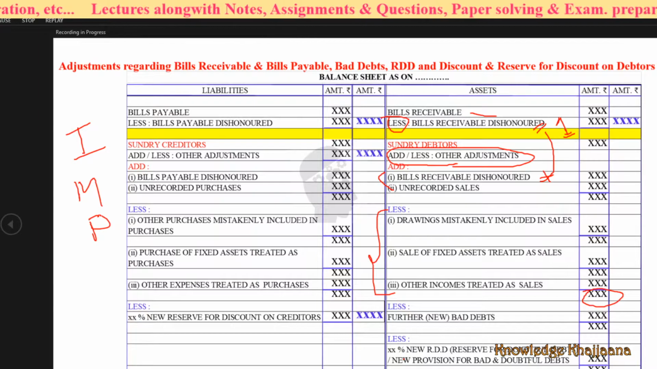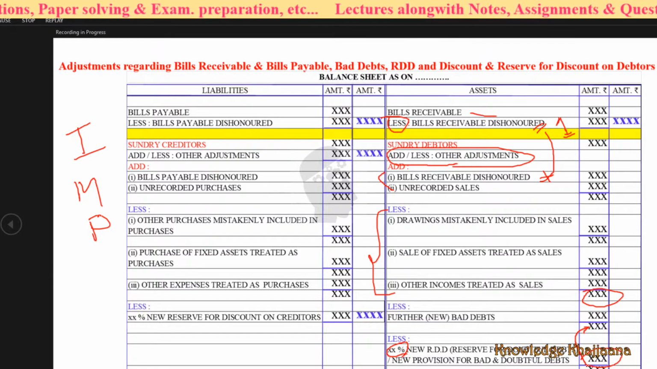Then, if it is also said that you have to reserve for doubtful debt at a specific percentage, okay, a new provision for bad and doubtful debts has to be given. Then whatever percentage is given, that percentage of reserve is to be calculated on this amount. Okay, on this amount of debtors you have to calculate that percentage as a new reserve. That much new reserve you are keeping against the debtors. So you will get this amount. You will have to deduct this amount from this amount, so you will get one figure over here.